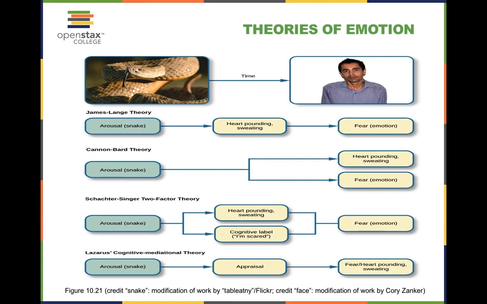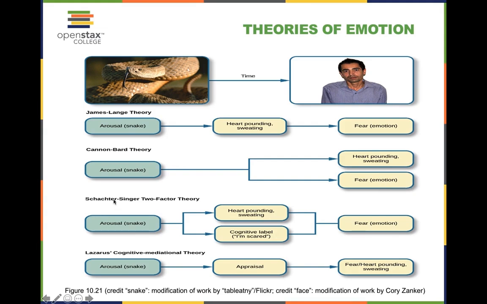When it comes to the James-Lange theory, it states that we have an arousal situation, then we will have the physiological experience of the heart pounding and the sweating. And then we will experience the fear, aka the emotion. First happens the event or the arousal situation, then we have the physiological response, and then we have the emotion. One, two, three. Now, the Cannon-Bard theory states that we have this arousal situation, and then we have both the heart pounding, sweating, physiological arousal happening at the same time as the emotion does.